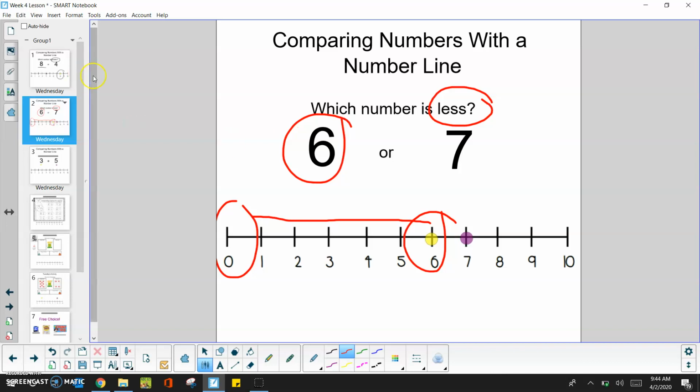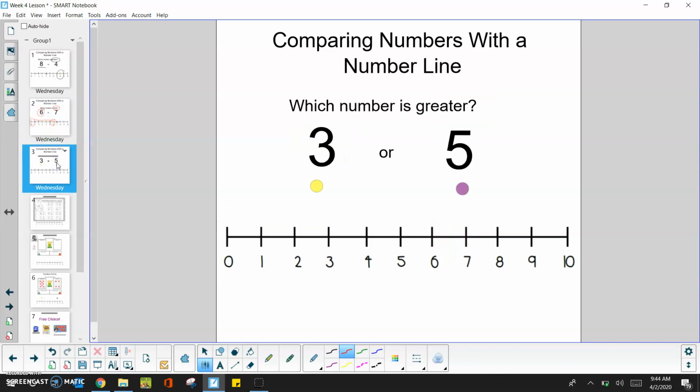All right, let's try one more problem together, and then I'm going to explain this week's activities. All right, so we want to know again this time, which number is greater, 3 or 5? So we're going to move our dots onto our number line. We're going to put our 3 right here on top of the 3, and then we'll move our 5 dot right here on top of the 5.